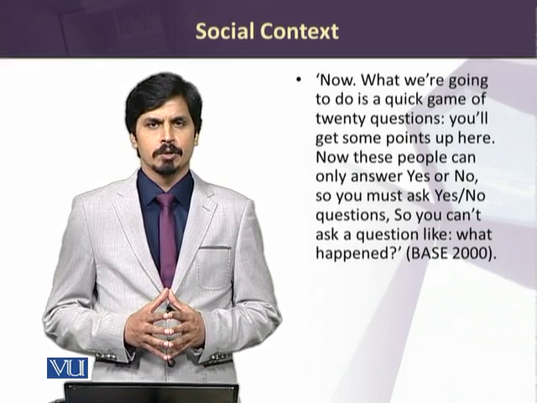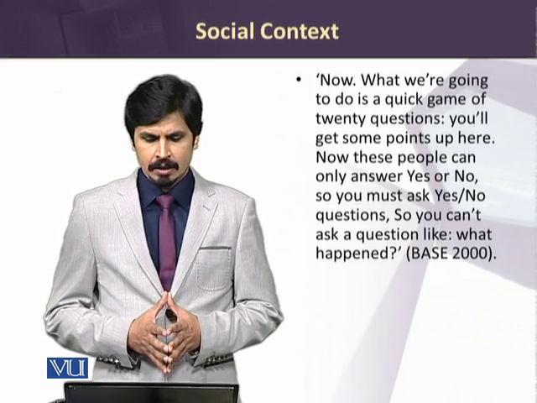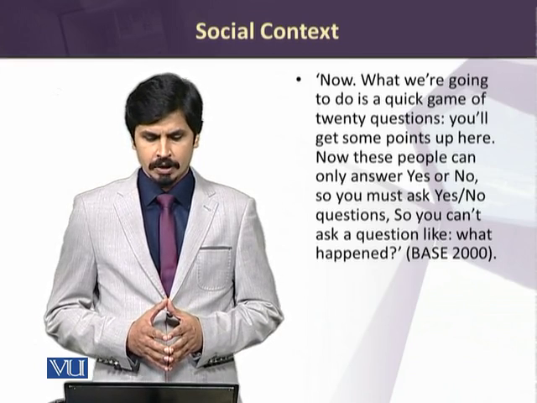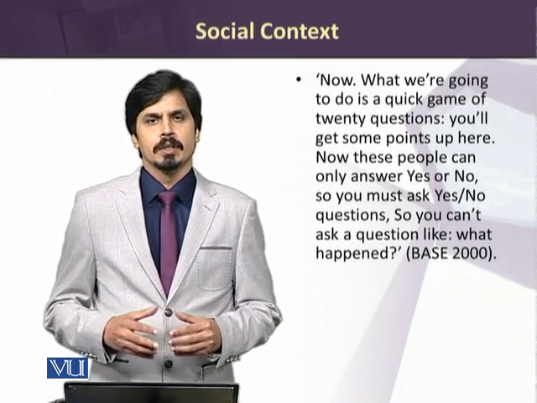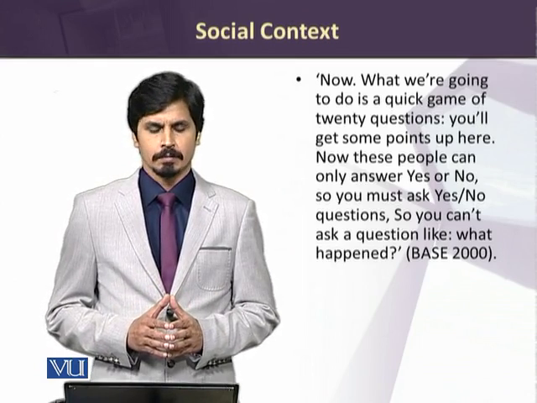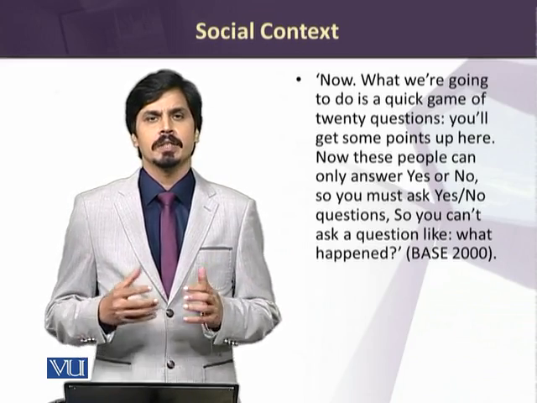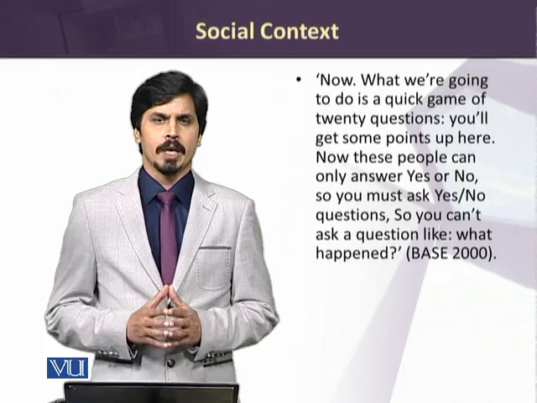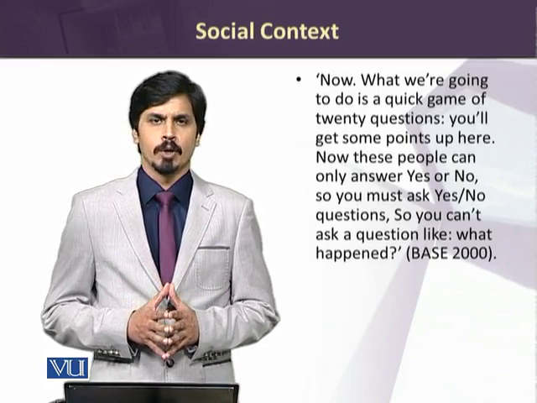Further, he or she goes on to say, "You will get some points up here. Now these people can only answer yes or no, and you must ask yes and no questions. So you can't ask a question like what happened." I mean, there are clear, direct and imposing instructions here. But in a situation like a classroom where the lecturer is powerful, such utterances may be expected. And still, they may not be considered impolite, because in that social context, it is acceptable to most of the people involved in the situation.